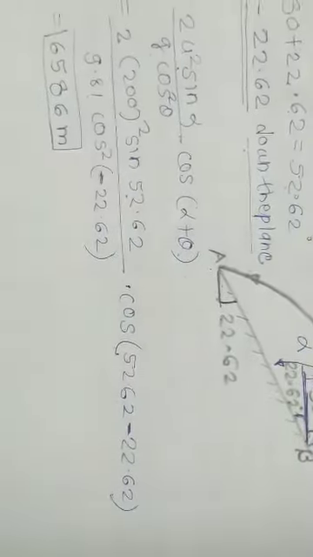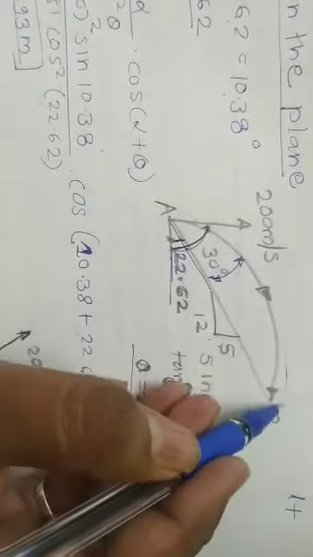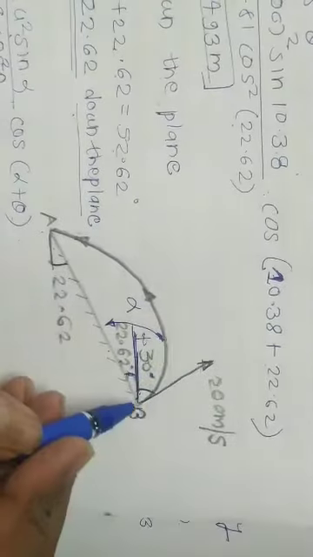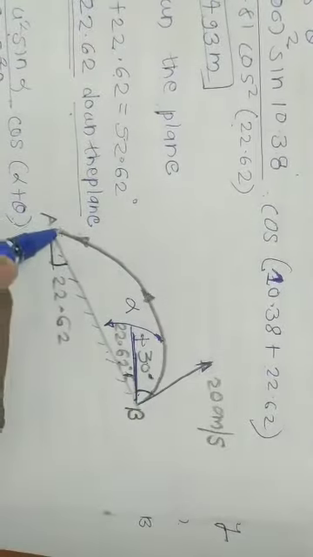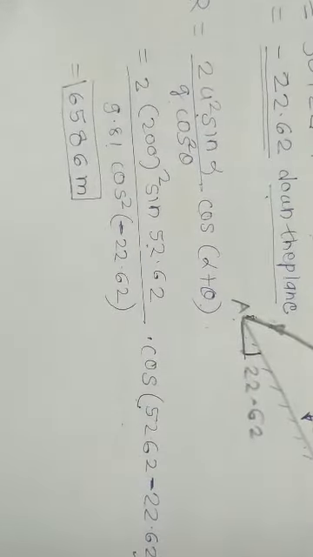value of 6586 meter. So just observe the difference. This was against the gravity up the plane, so the range was 1493. This was towards the gravity down the plane, so the range is increased and the range is 6586 meter.